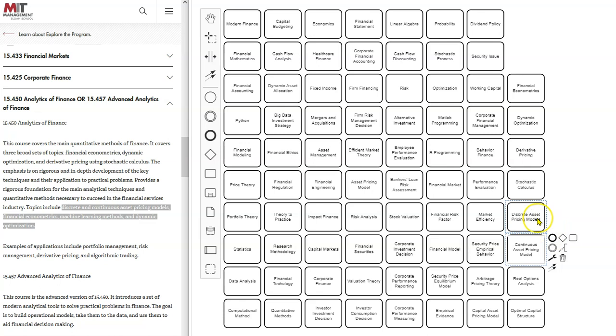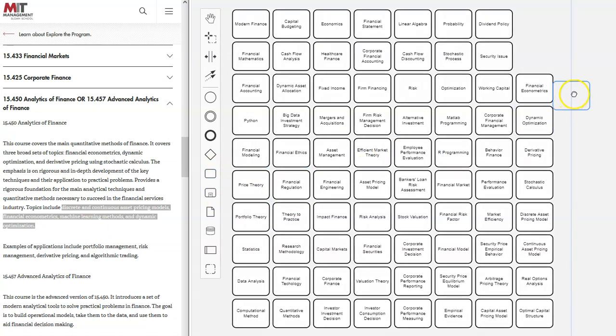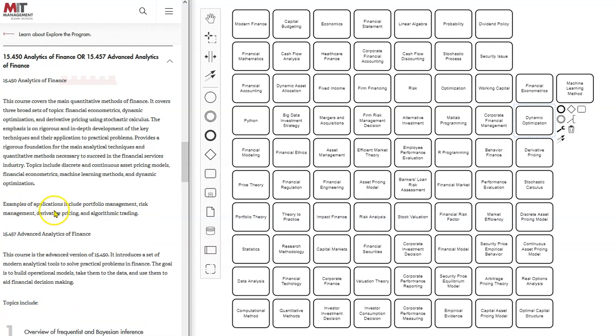Oh, we're sticking to the singular version. There we go. And then financial econometrics, we already have that one. Machine learning method. Dynamic optimization. I thought we got dynamic optimization there. Yep. So there's a lot of repeated stuff. You got to read around it.